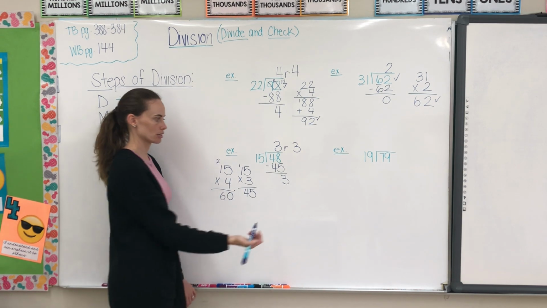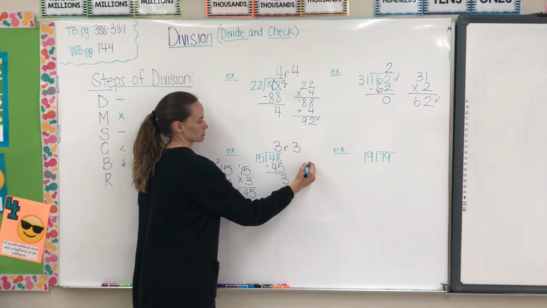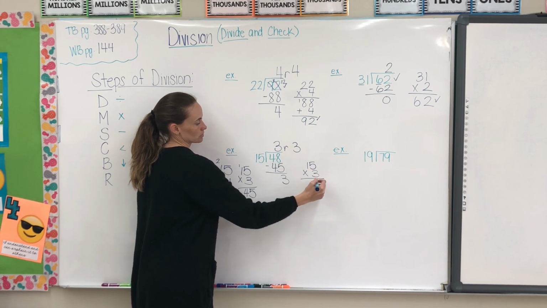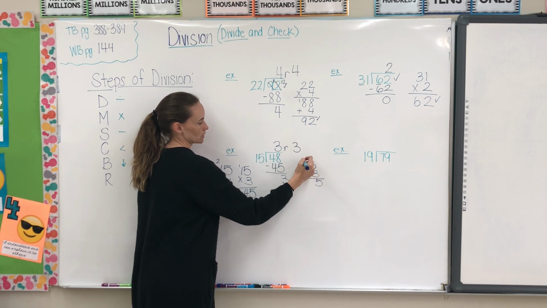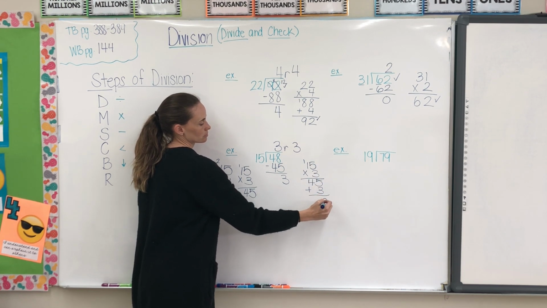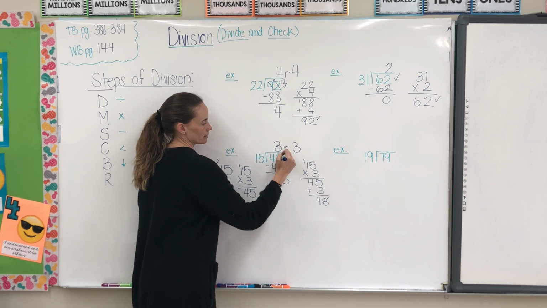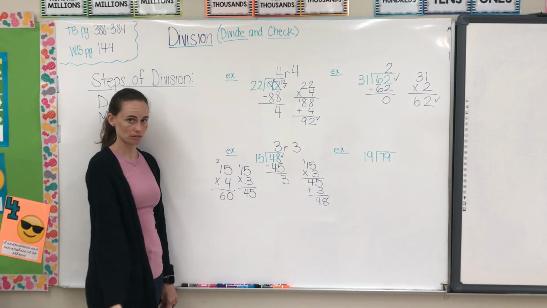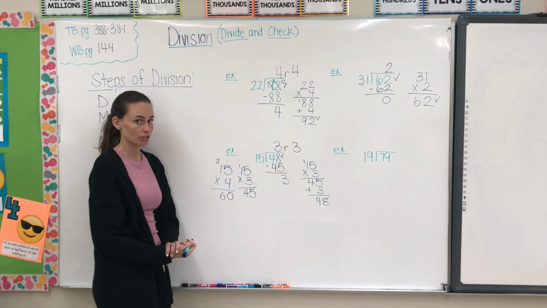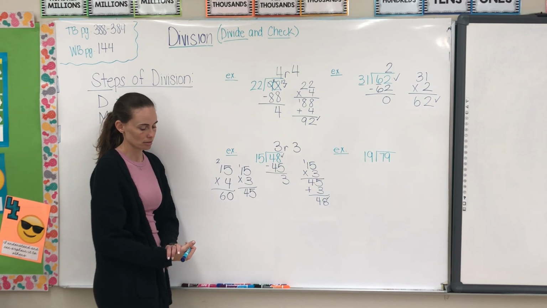Now we check our work. Divisor times quotient. 3 times 5, 15. 3 times 1 is 3, plus 1 is 4, plus 3, 48, 48, okay? Now make sure that when you're checking your division, you're actually checking.